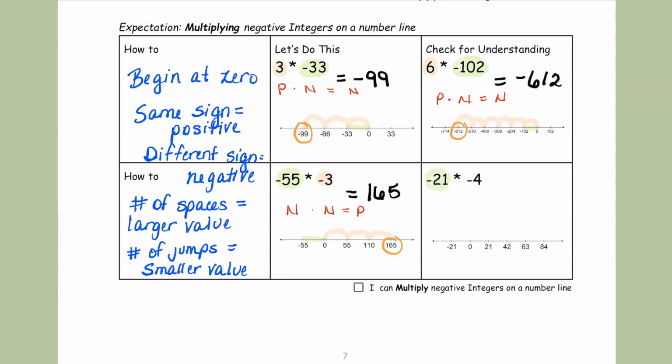Welcome back. My increments are going to be 21. My jumps are going to be 4. So I'm going to start off at 0. And remember, even though I went negative 21 in that direction, I had to about face for that negative 4. So negative times a negative is a positive. Negative 21 times negative 4 is a positive 84.